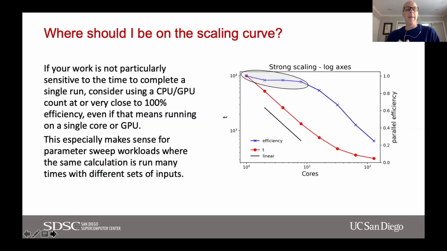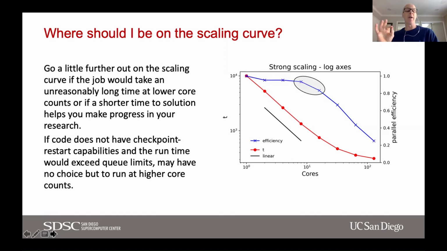So then the question is, where should I be running on this scaling curve? If your work is not particularly sensitive to the time to complete a single run, consider using a CPU or a GPU count that's at or very close to 100% efficiency. And sometimes this might mean running on a single core or GPU. This is going to really make sense for parameter sweep workloads where the same calculation is run many times with different sets of inputs.